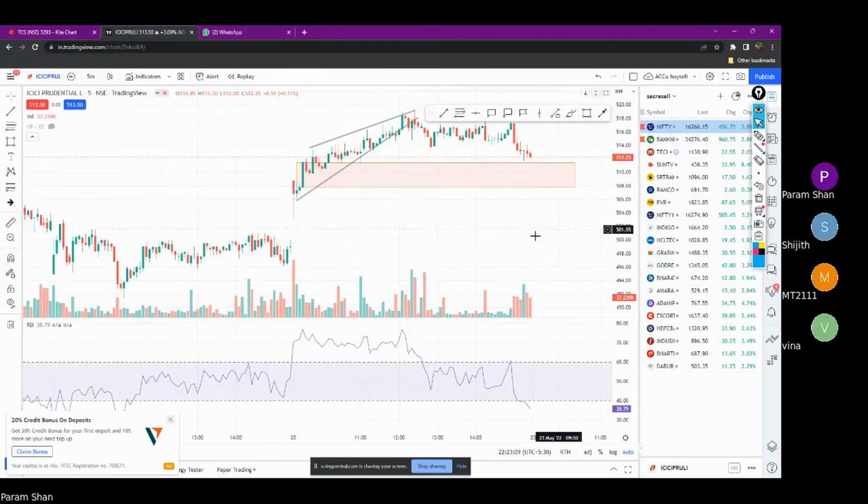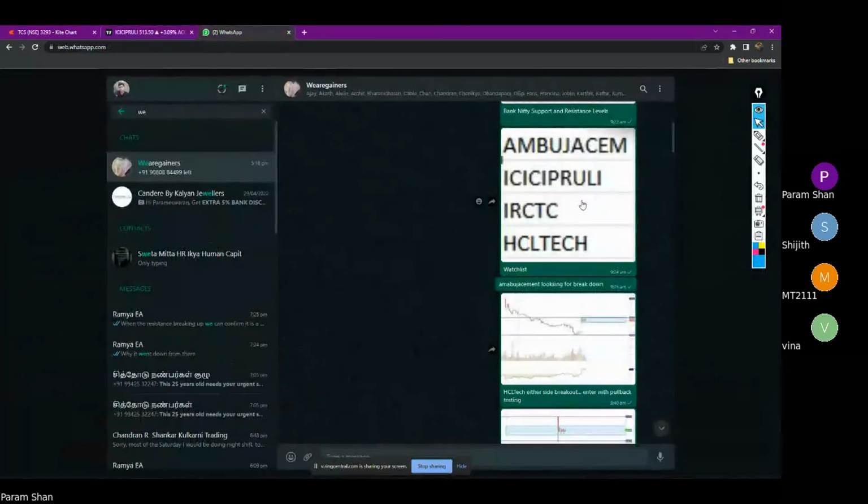Right. So now let us go to the next one from our filtering. Next we took IRCTC.